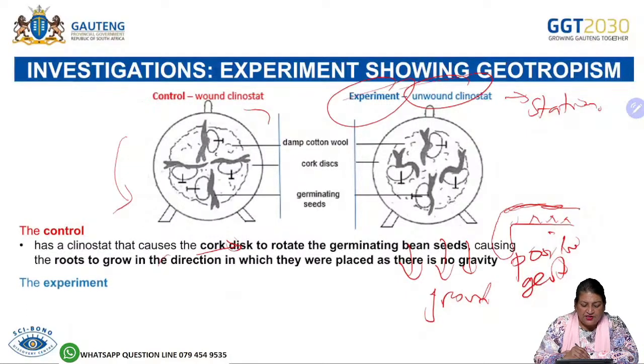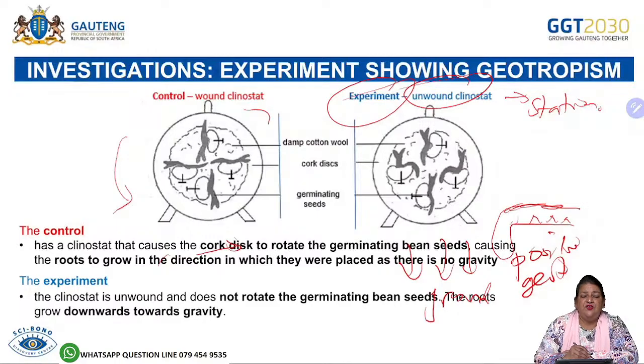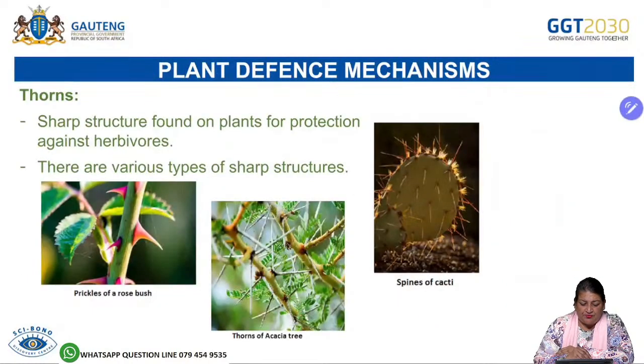In the experiment, it is stationary, it's not wound, you have gravity, gravity will pull the auxins down, and in a root, the upper side will grow faster than the lower side, and then the cells will grow faster on the upper side, causing the root to bend and grow towards gravity. Right, and then we're going to look at your thorns.